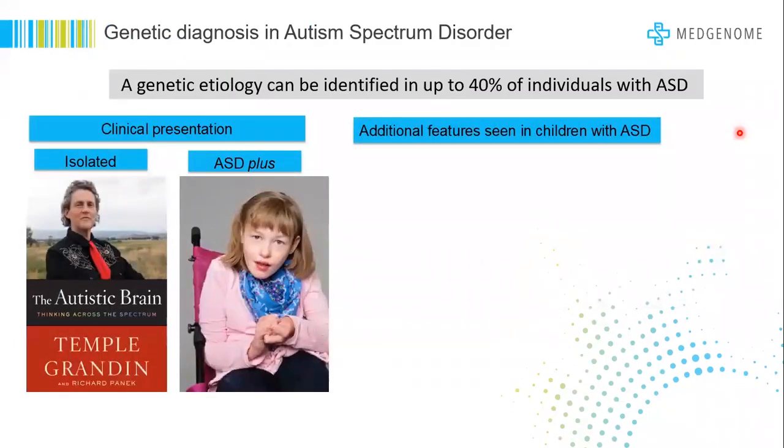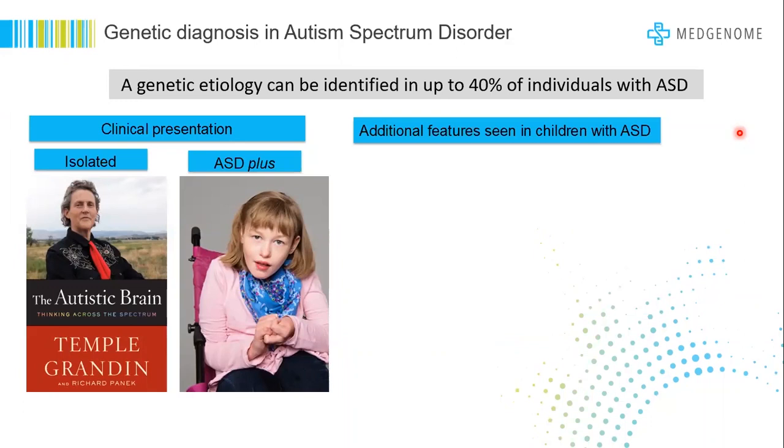So coming to genetic diagnosis, as I've told earlier, a genetic diagnosis can be identified in up to 40% of individuals with autism spectrum disorders. It is just that we have to understand whether it is isolated ASD or ASD plus. ASD plus means associated with additional features. Based on this, your differential diagnosis changes, your list of genes to be tested changes, and the test which has to be done also changes.